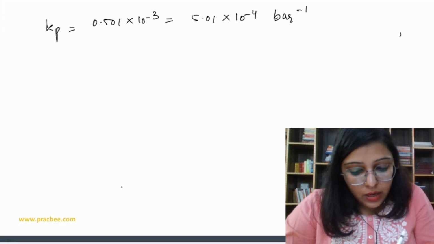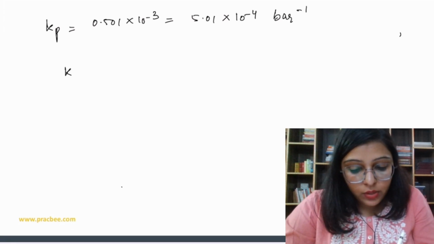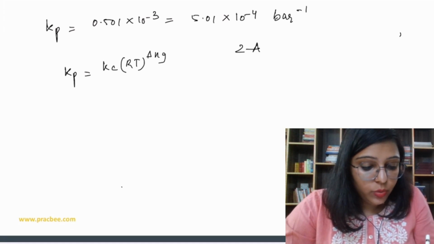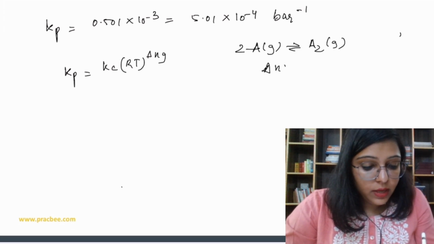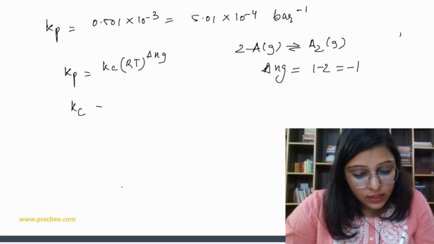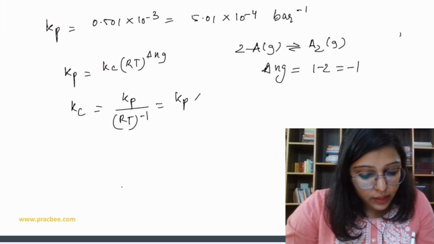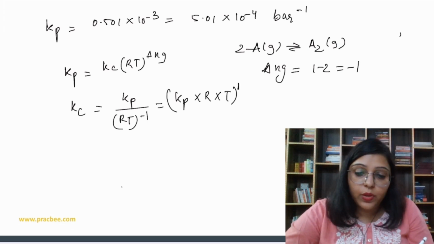Okay. Now we have to find out Kc. So we know that Kp is equal to Kc RT to the power delta Ng. Delta Ng: dimer, so 2A gas gives A2 gas. So delta Ng from here is going to be 1 minus 2, which is minus 1. So Kc is equal to Kp upon RT to the power minus 1, which is Kp into R into T to the power 1.